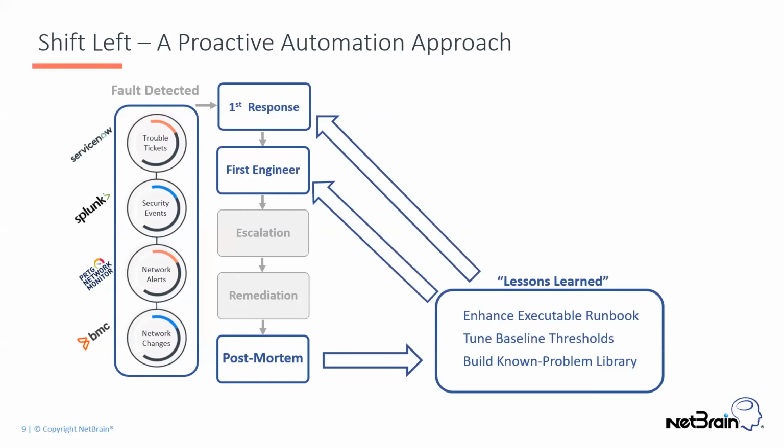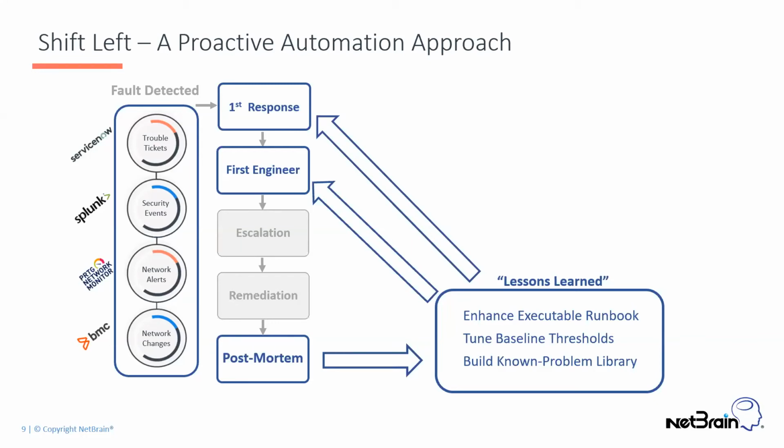During the post-mortem stage, the engineering team reviews what happened, what was done to diagnose and identify root cause, and how that problem was fixed. This process produces the operational knowledge and defined diagnostic procedures that can be used to tackle similar problems in the future. With NetBrain, our operational knowledge is translated into the following automation mechanisms. First, the building or enhancing of an executable runbook with the step-by-step diagnostics made executable with automation.